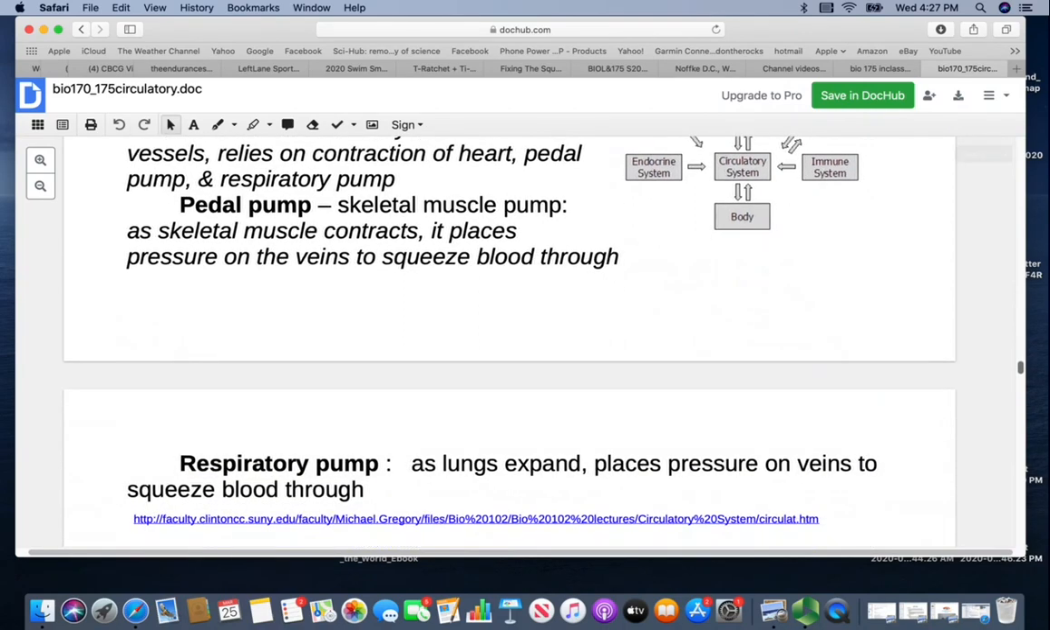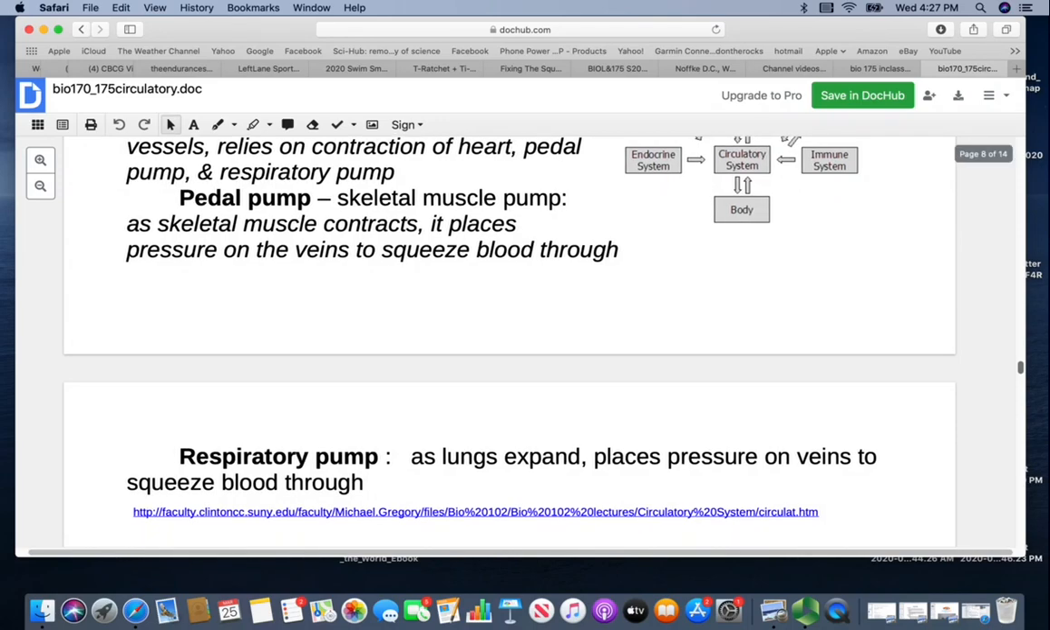So the respiratory pump is going to work similar in the torso. As the lungs expand, it's going to put pressure on the veins to squeeze the blood through. We generally don't have problems with getting varicosities here. If you stop breathing, you're not going to be around long enough to worry about the varicosities.